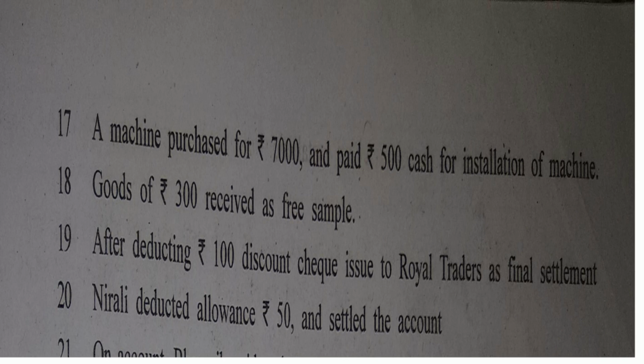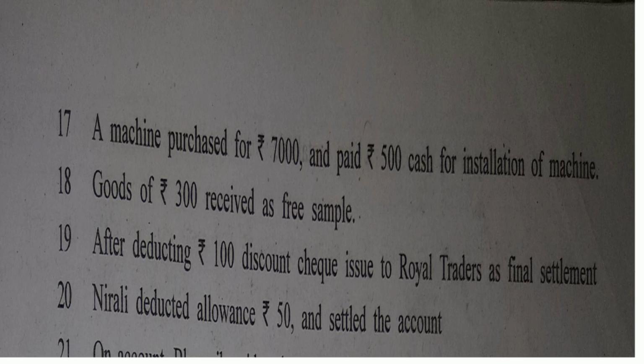Firstly, machine is an asset. A machine has been purchased for rupees 7,000 and paid rupees 500 cash for installation of machine. So overall machine is of rupees 7,500.